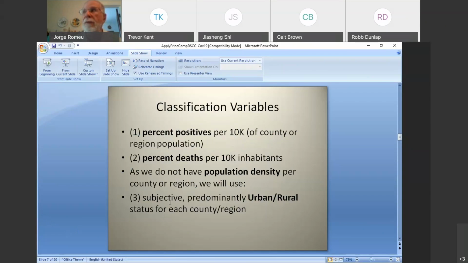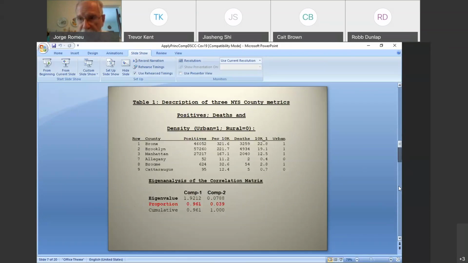And then we do not have data about the density, and we are going to instead use rural and urban according to what the predominant status is. These are three New York State metrics that we use: the positives of the testing, the deaths, and the density standardized by 10,000 inhabitants.